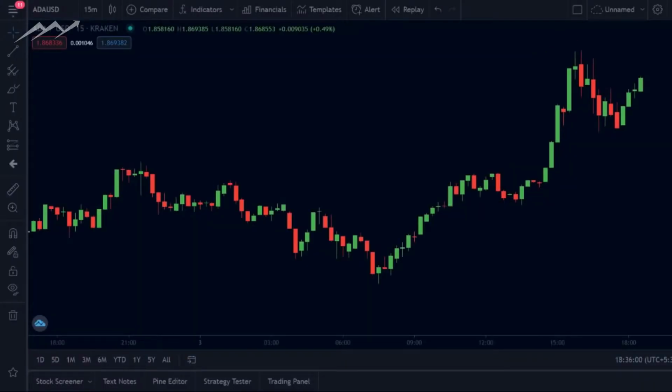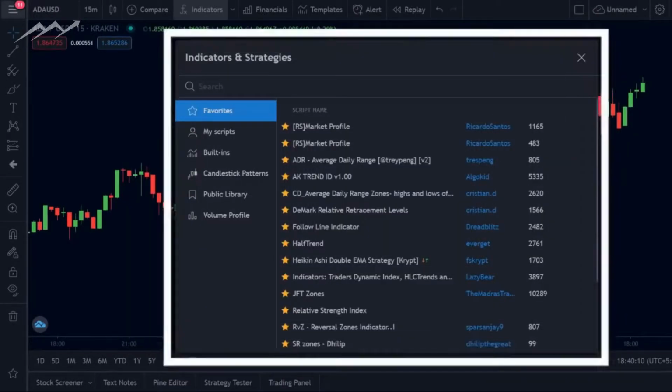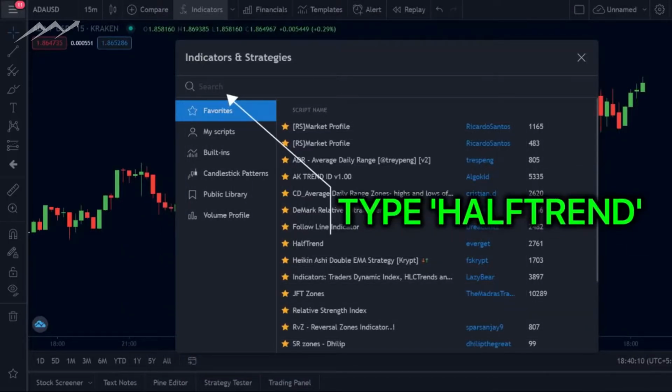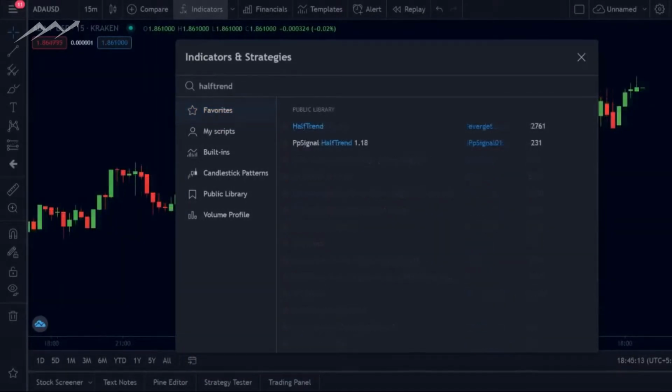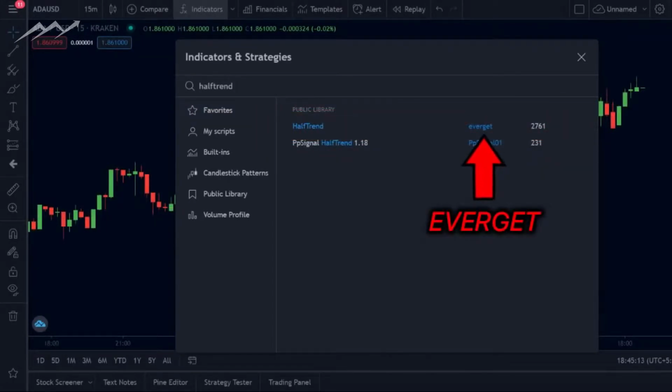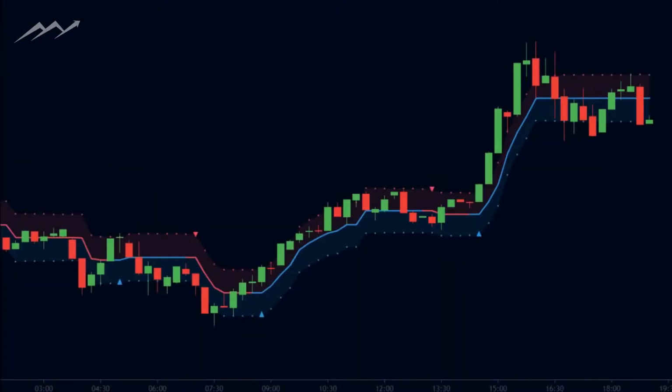First, open up a chart on Tradingview. Then click on the Indicators button. A small window like this will appear. Then, type in half-trend in the search bar. Now, click on the first indicator. Make sure that the name of the creator is Everget. Now, you have successfully plotted the indicator.